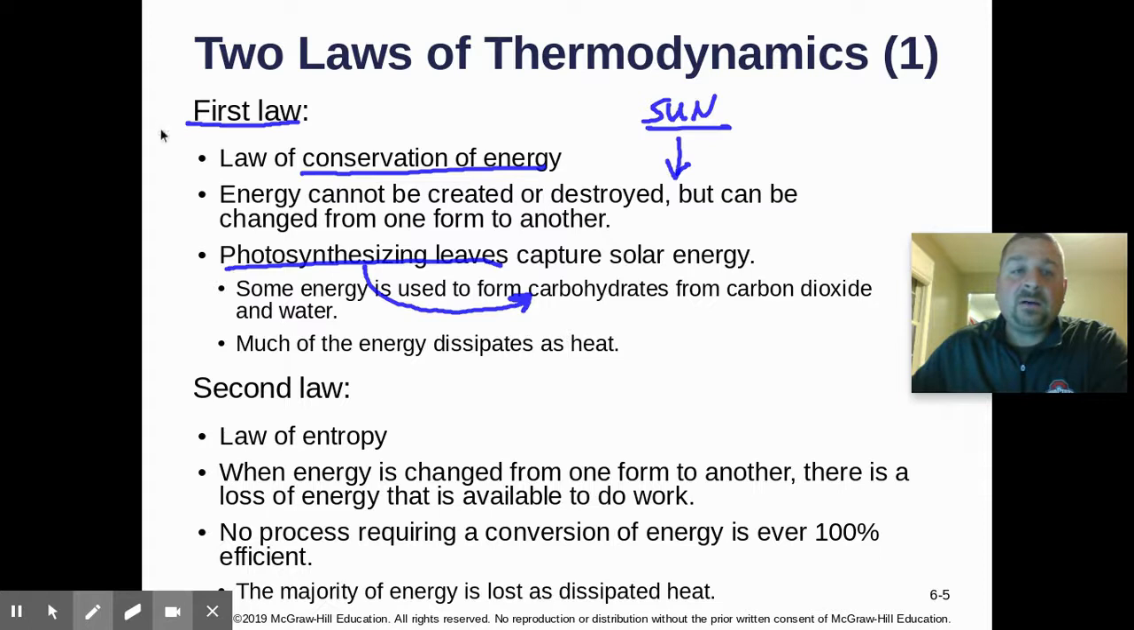Okay, now along with that first law comes the second law, the law of entropy. Okay, randomness. Okay, disorder.